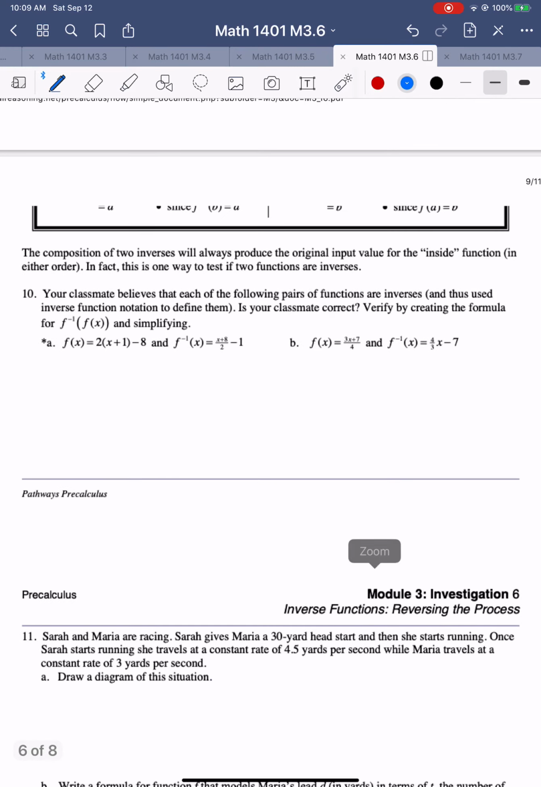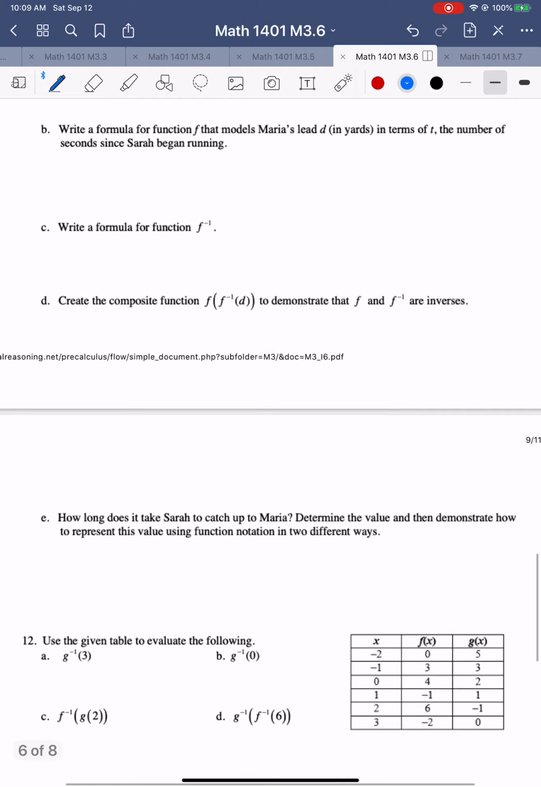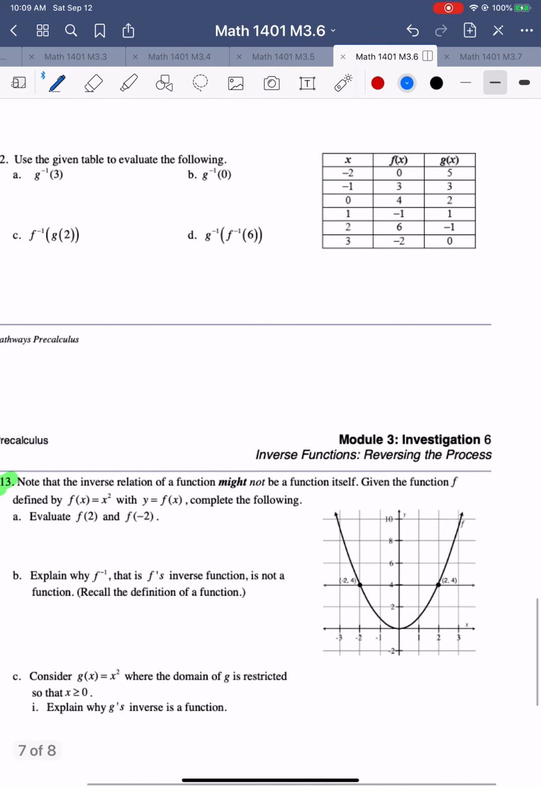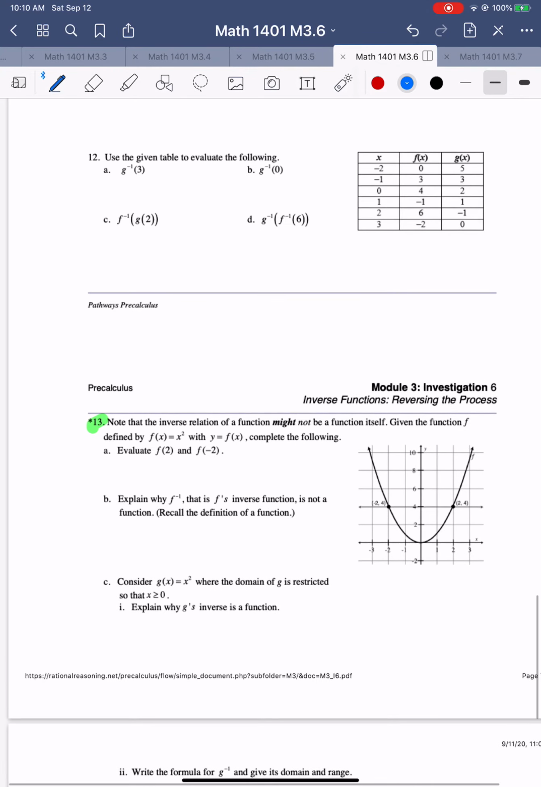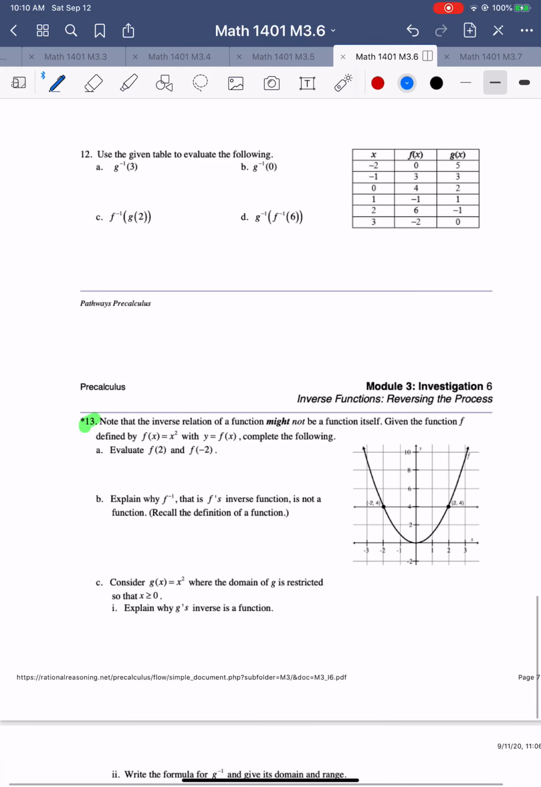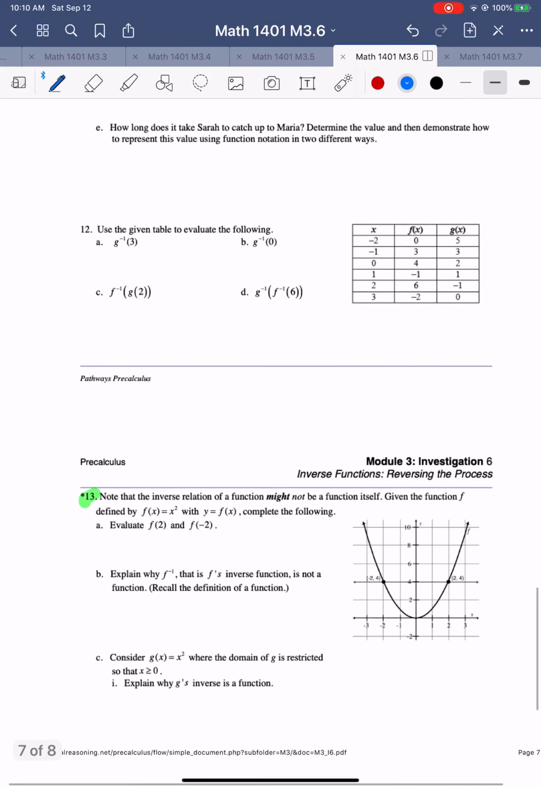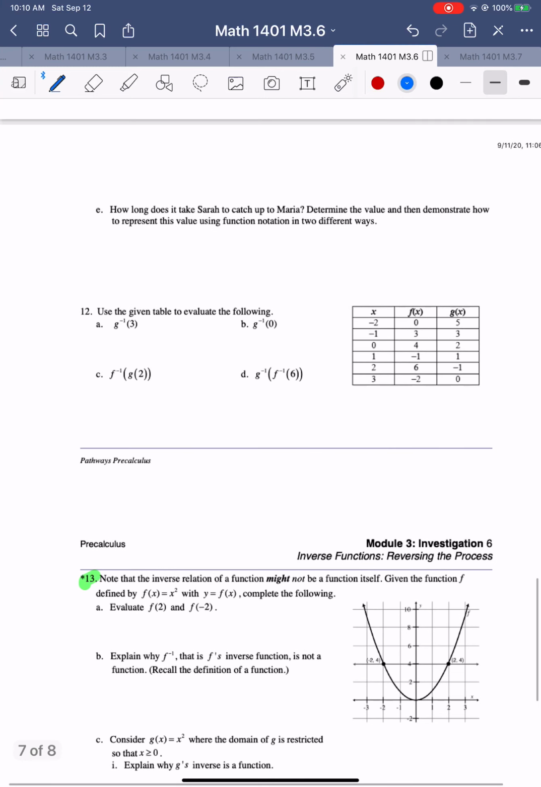All right, and then let's go to number 13 to see what we get. Okay, before we get to number 13, I want to do number 12. Use a given table to evaluate the following, okay? So 3 is the output, right? So output 3 for the g function, what's the input? So -1. So this is a -1. And the output for the g function 0, input is what? 3, right?